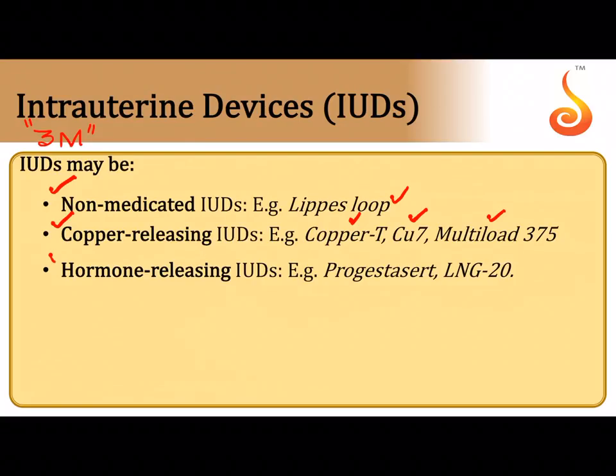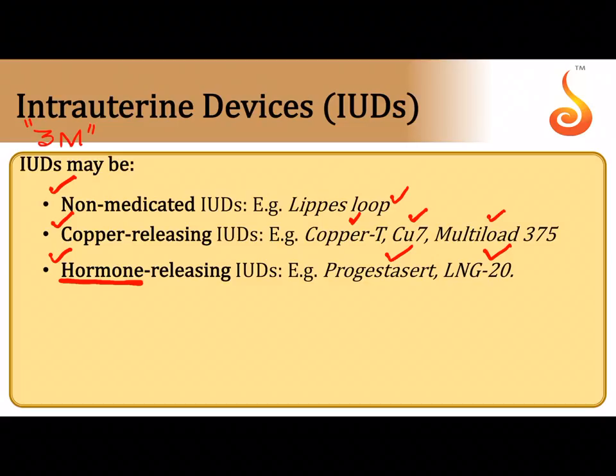The third category of intrauterine devices is referred to as hormone releasing IUDs. That means these IUDs in the uterus have a vial containing a hormone, or a hormone releasing device in them. So slowly they release hormones into the uterus, which are absorbed into the bloodstream of the female. Okay, so these hormone releasing IUDs, examples are Progestasert and LNG-20.